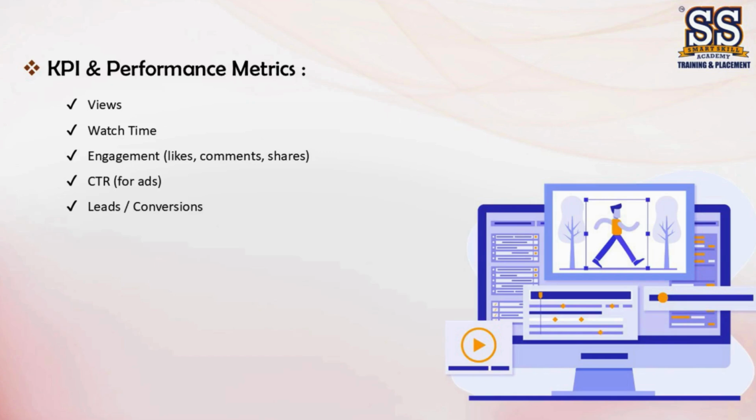Views and watch time. First up, we have views. This tells us how many people clicked on our content. But volume isn't everything. We also look at watch time. This is a critical metric because it tells us if our content is actually keeping the audience's attention or if they're dropping off after a few seconds.